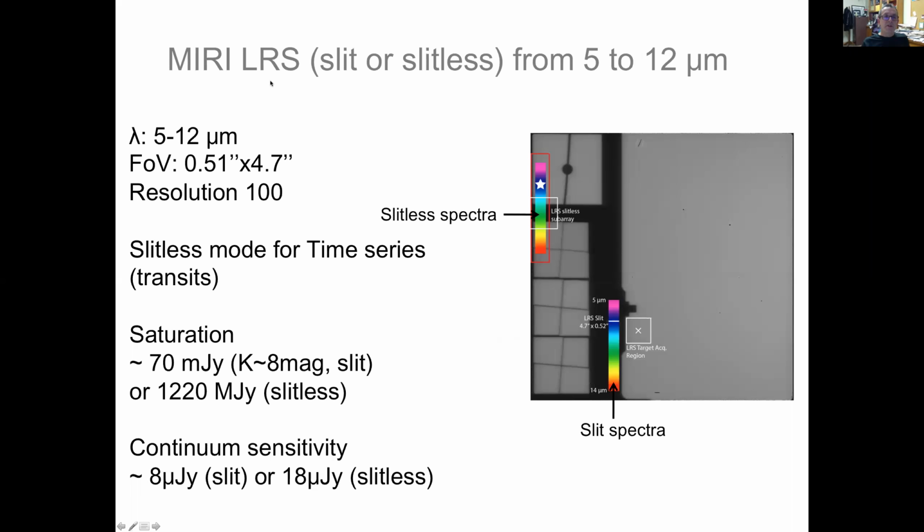MIRI LRS, which is for low resolution spectrometer, can be used either with or without slits. It goes from 5 to 12 microns. So this region here is with a slit, and there's a region here between the coronagraph where you will get a slitless spectrograph. Okay, and this mode here will be used mostly for transit spectroscopy.